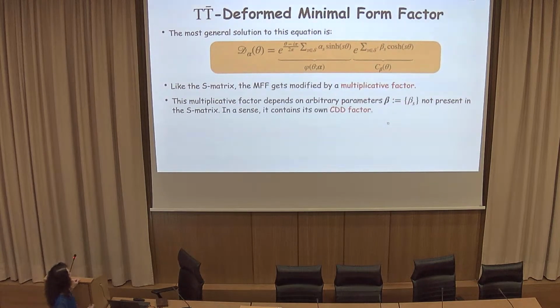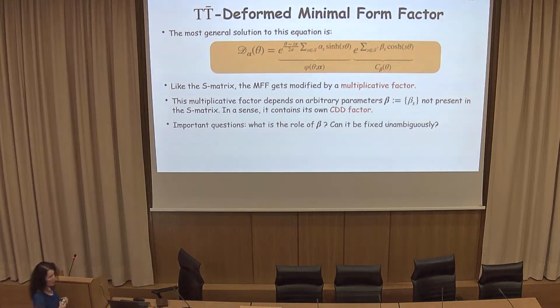And, well, there are some observations to make. The first one is that there seems to be a lot of freedom here for all these betas. And that is unexpected and quite unnatural, because when you do form factors for standard theories, typically the minimal form factor is totally fixed, and there is no arbitrariness in there. Whereas here it looks like we have a million solutions. So which one is the physical one? How do you make a choice? In a sense, it's as if the minimal form factor now has its own CDD factors, its own arbitrariness that appears in there. So the first question that emerged at the beginning of this program was what is the role of these parameters? Can we fix them unambiguously?